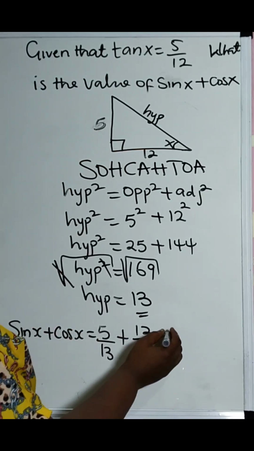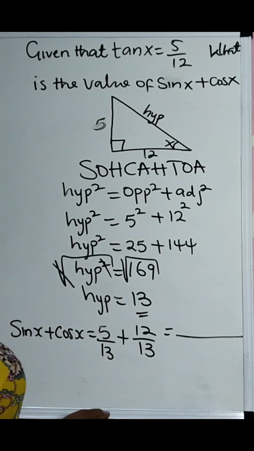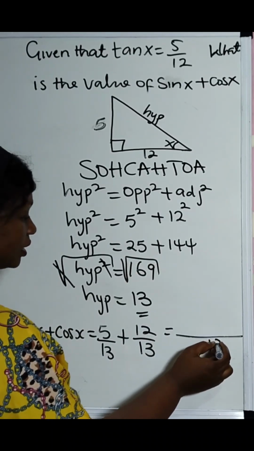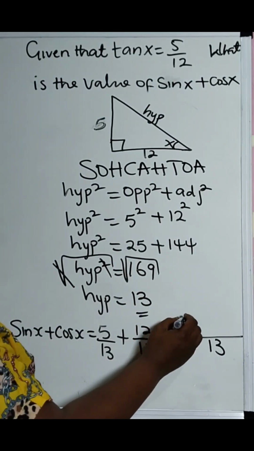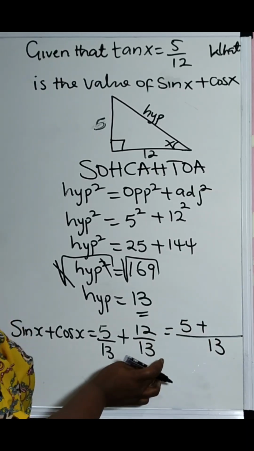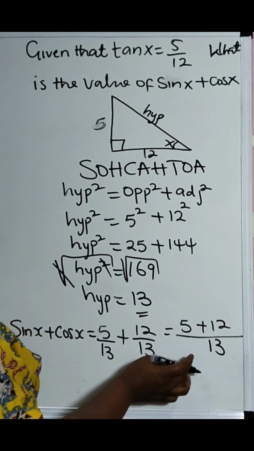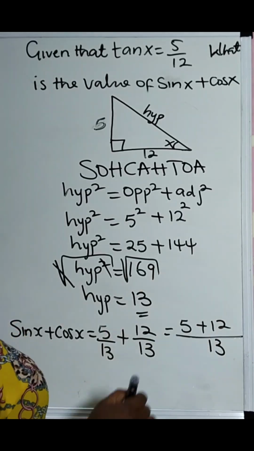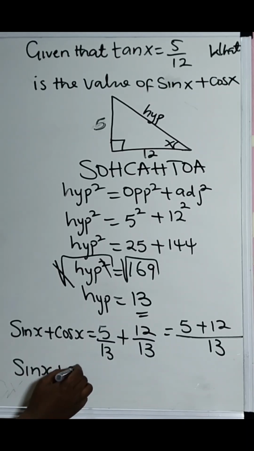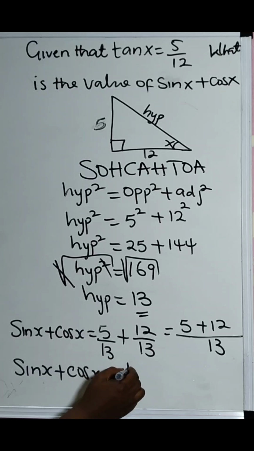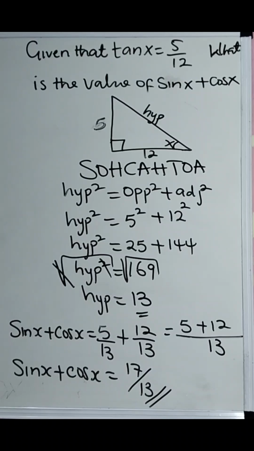Now let's add this. Since their denominators are the same, to find the LCM we pick 1. So we have 13. 13 divides 13 will give us 1. 1 times 5 will give us what? 5. Plus 13 divides 13 will give us 1. 1 times 12 will give us 12. Therefore, 5 plus 12 is 17. We now have that sin x plus cos x is equal to 17 over 13. And this is our final answer.